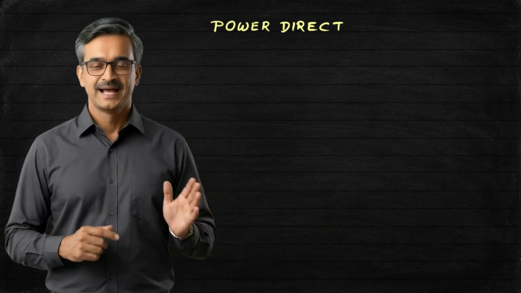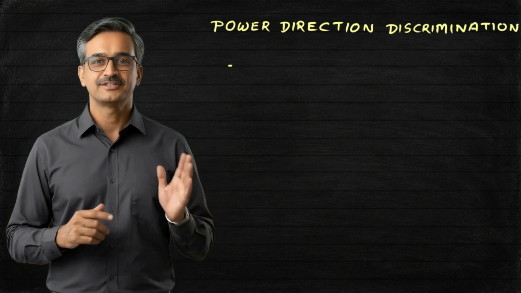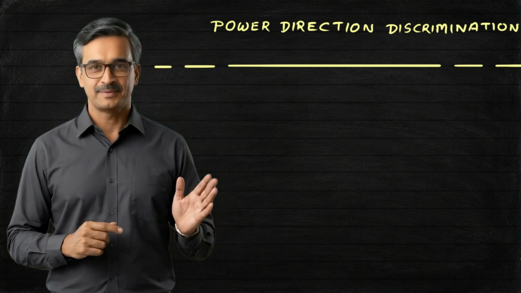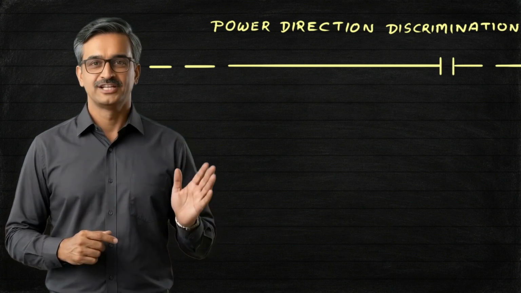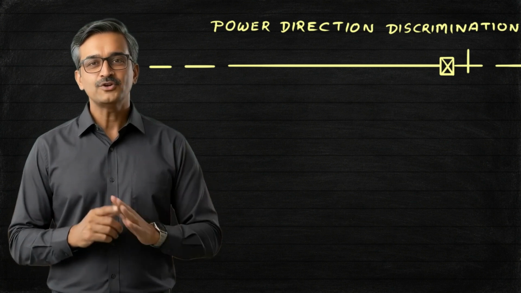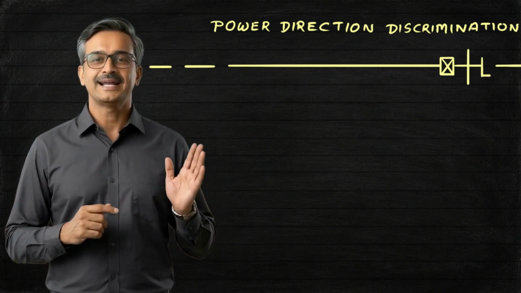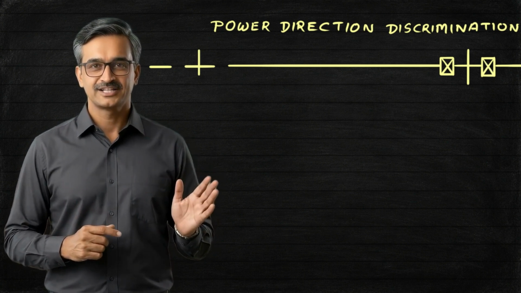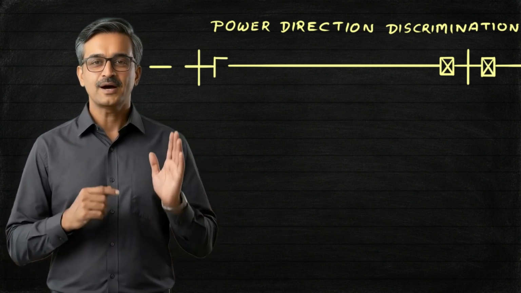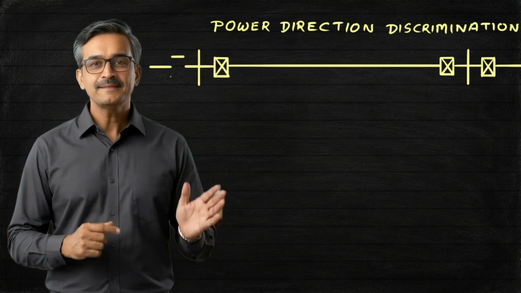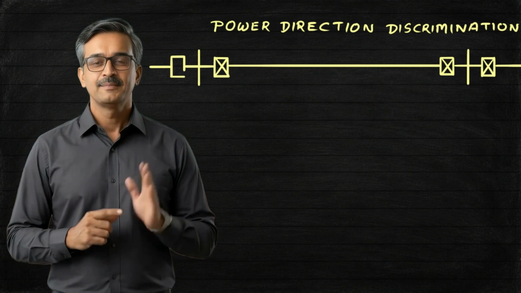Power direction comparison discrimination. So far, in all the unit protection schemes we've discussed, we've been comparing either current or voltage between the two ends of the protected section. But there's another way to determine whether a fault is inside or outside the protected zone. Instead of comparing current or voltage, this method compares the direction in which electrical power is flowing. Let's understand this with a practical example.